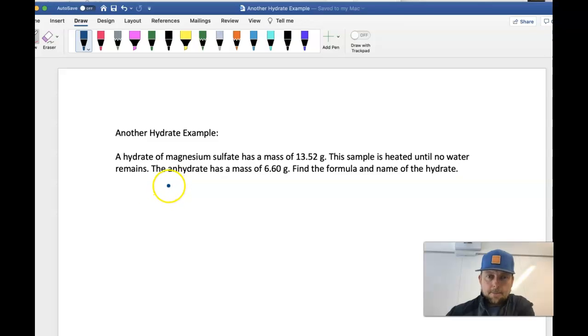So just like our experiment, we're going to take a hydrate, which is a dry salt like magnesium sulfate that has some water molecules attached to it. And for our purposes, it's always going to be a whole number. So we're trying to find out that whole number. And these masses are the mass of the hydrate and then the mass of the anhydrous after it's been heated.